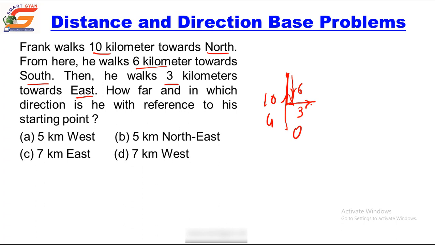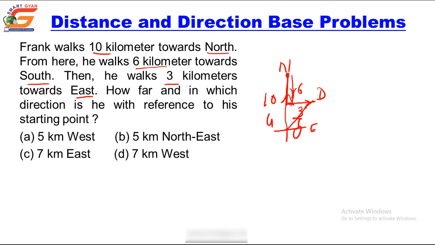Now what is the question? The question is how far and in which direction is he with reference to his starting point. This is the starting point or origin and this is the destination. The question is in which direction is the destination. This is the starting point, means this will be the center of the direction clock we have drawn in the previous section. This side is east and this side is north, as we have discussed, so the direction will be northeast.